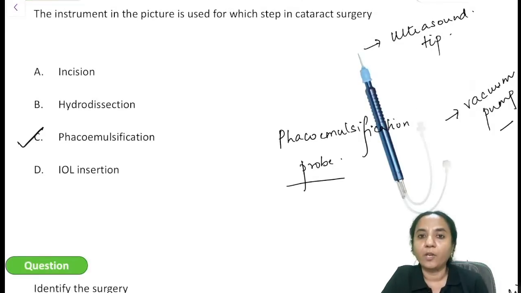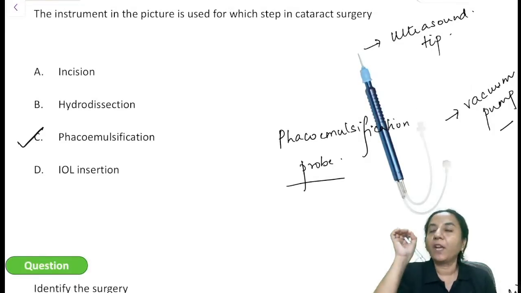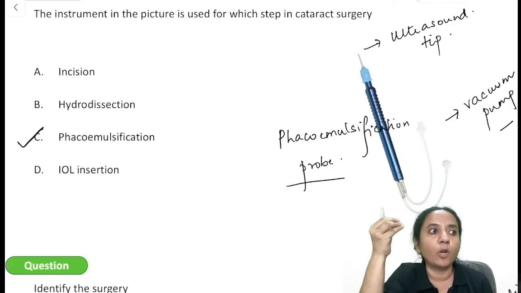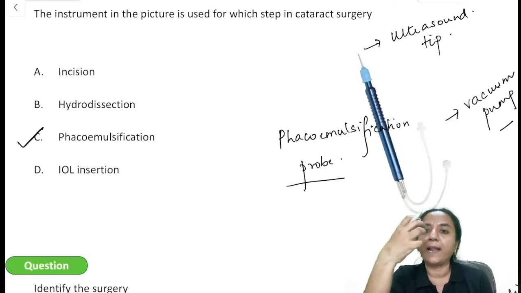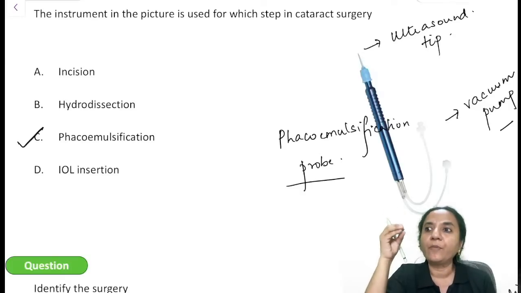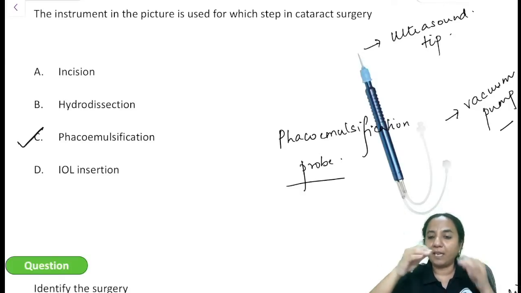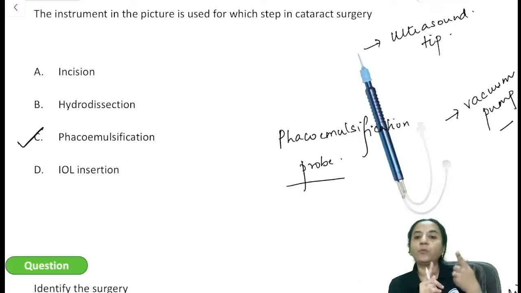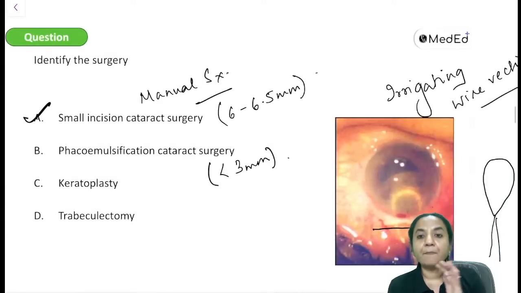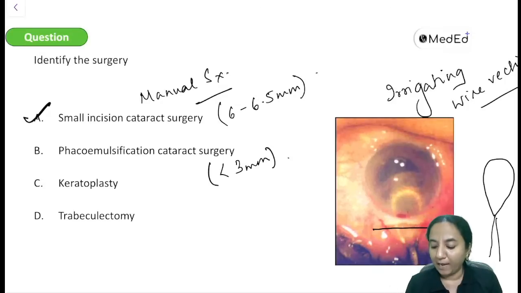Now, why do I have a less than 3 mm incision in phaco? Because the phaco probe emulsifies the nucleus, meaning it breaks it into many small pieces, and those pieces are aspirated with the help of the vacuum pump. So even if my nucleus is big, it is removed through a much smaller incision. However, SICS is a manual surgery, so you don't have the phaco machine. You have to remove the nucleus in toto, so you have a much larger incision.